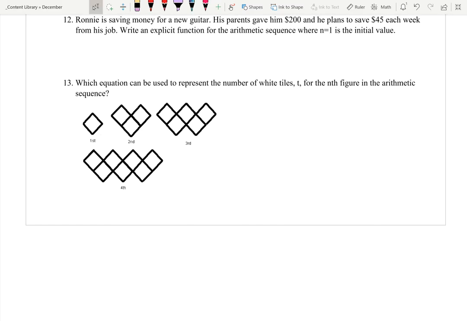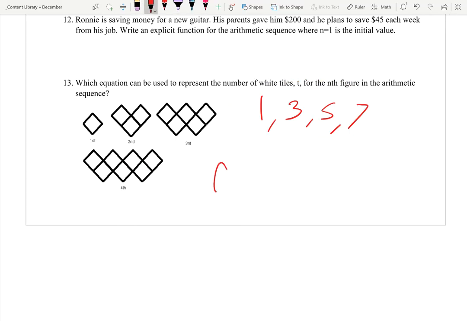Very tricky question. But what we need to do is write out numbers. Write out numbers, okay, when you see something like this. So you'll notice the first one has just one square, right? The second one has 3 squares, right? The third one has 5 squares, right? The fourth one has 1, 2, 3, 4, 5, 6. Wait, did I do that right? No, I miscounted that. 1, 2, 3, 4, 5, 6, 7. 7 squares, right?